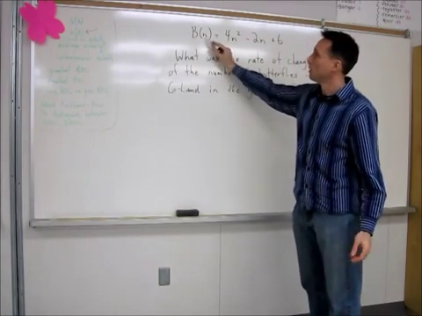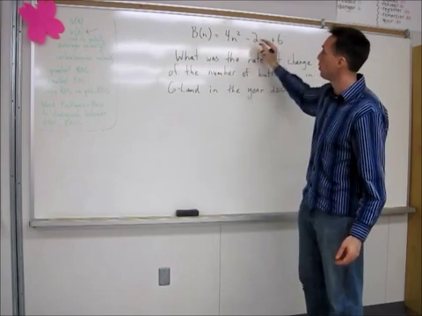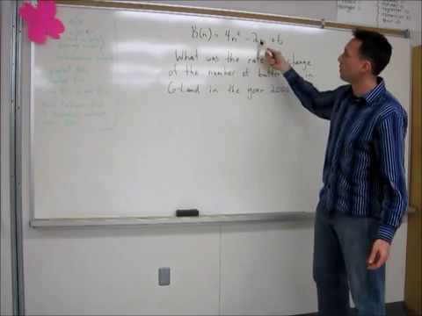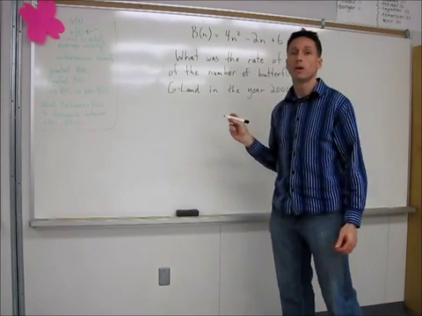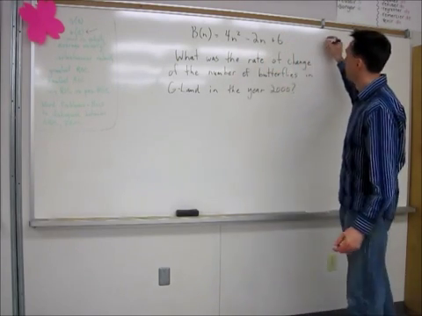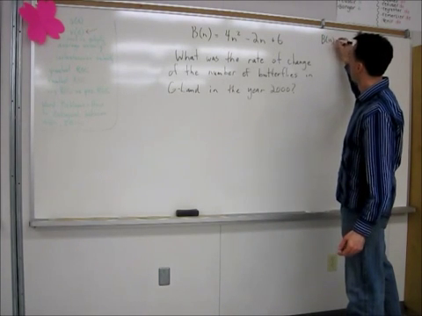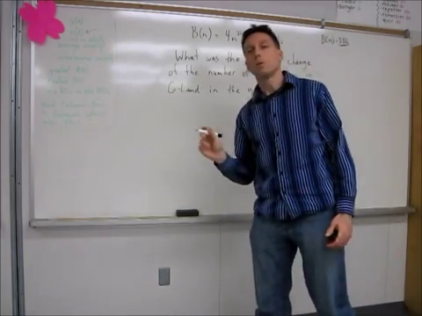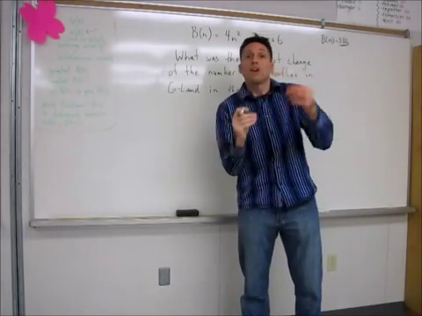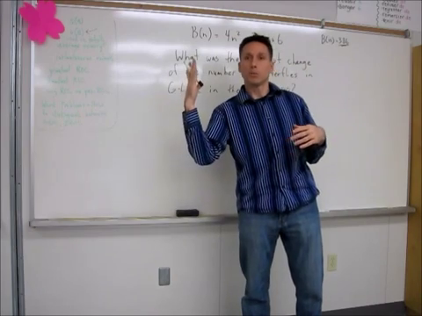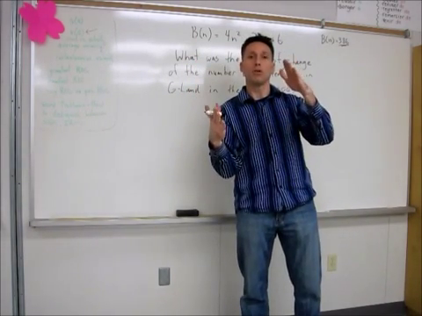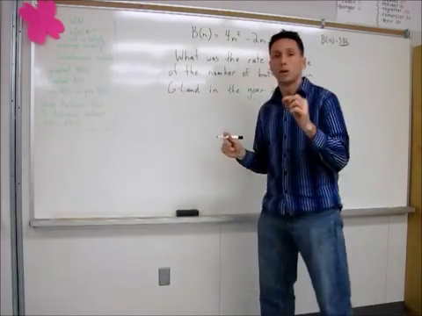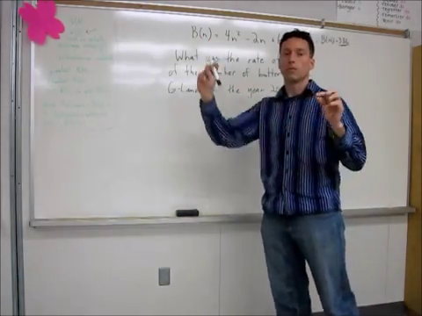I would just plug in n equals 10. So 10 times 10 is 100, so 400 minus 20 plus 6, it would be 386 butterflies. But that's not what we want to know. We want to know how much is it increasing in that year? What does it go from and to, and what does it increase in that year? This is an instantaneous rate of change, and it's exactly at that one point if it were a smooth thing.